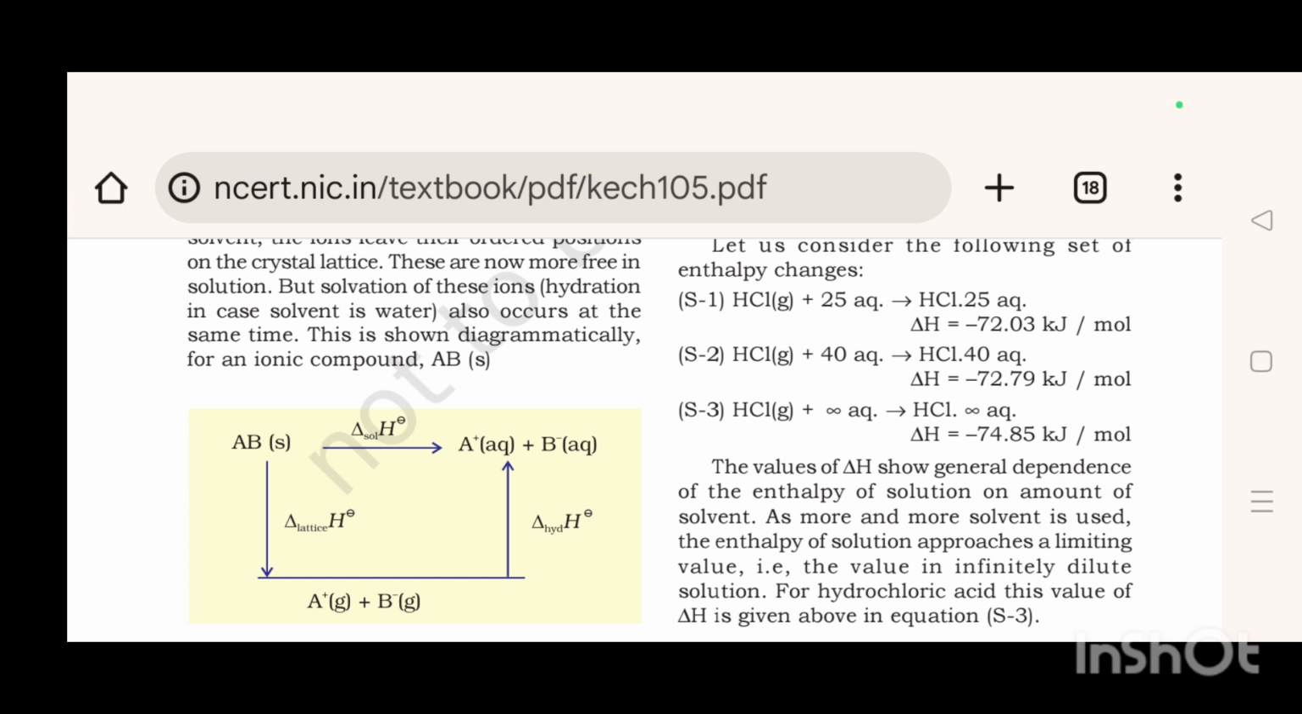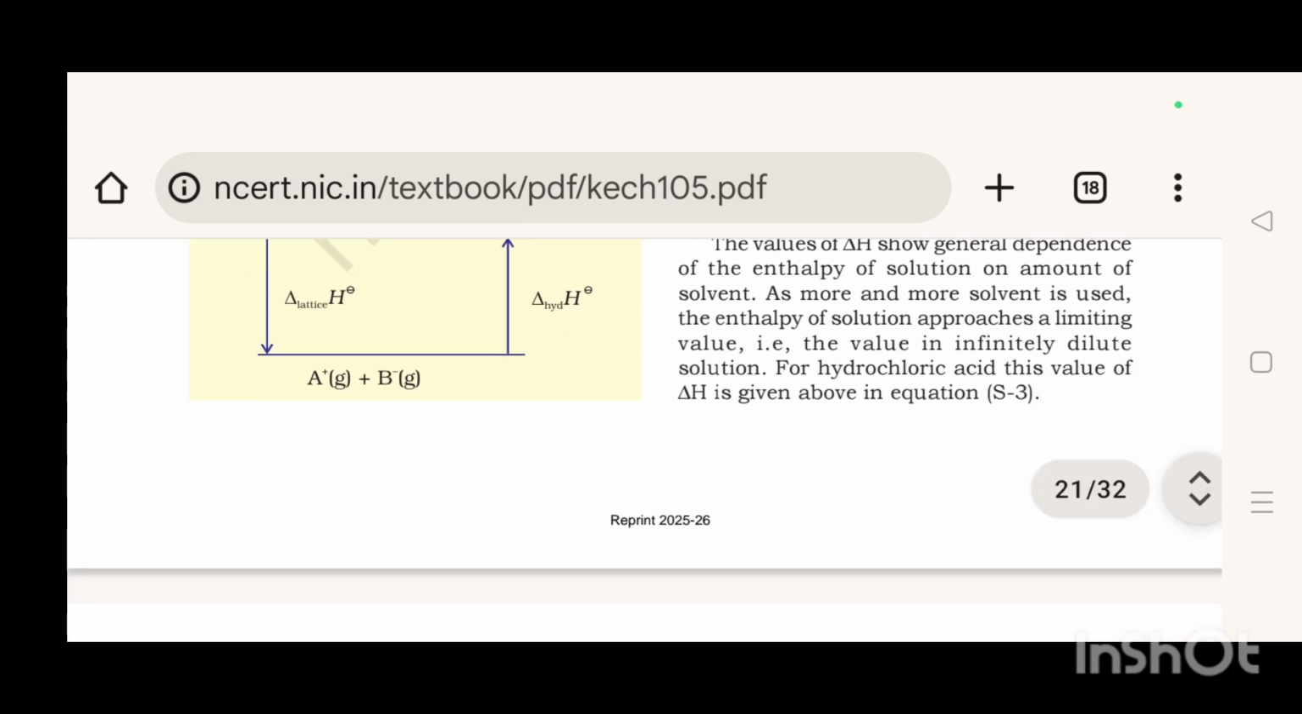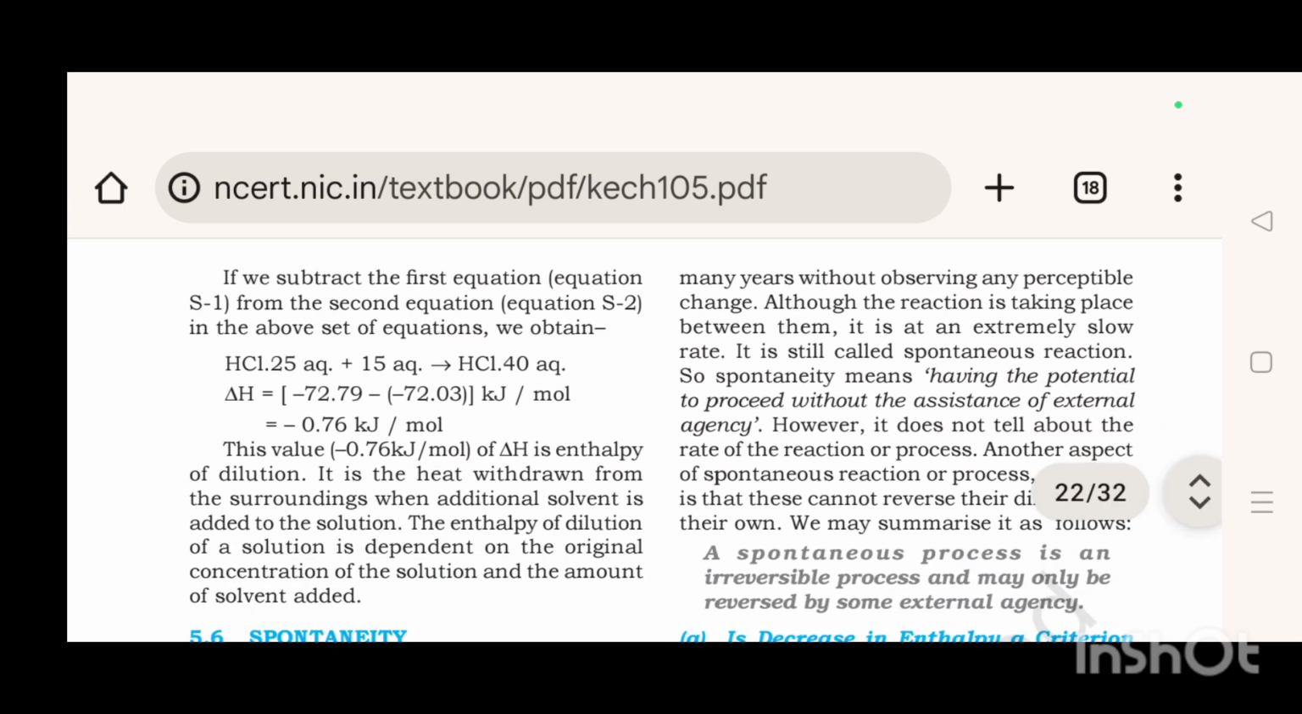The value of ΔH shows general dependence of the enthalpy of solution on amount of solvent. As more and more solvent is used, the enthalpy of solution approaches a limiting value, that is, the value in infinitely dilute solution. For hydrochloric acid, this value of ΔH is given in the equation. If we subtract the first equation S1 from the second equation S2 in the above set of equations, we obtain ΔH is −0.76 kJ mol⁻¹. This value is the enthalpy of dilution. It is the heat withdrawn from the surroundings when additional solvent is added to the solution.